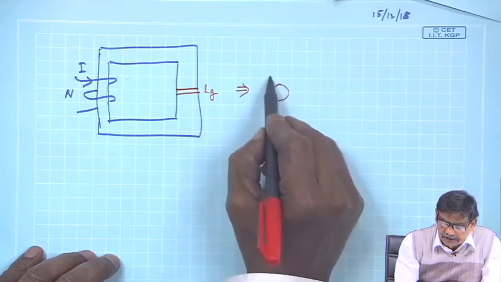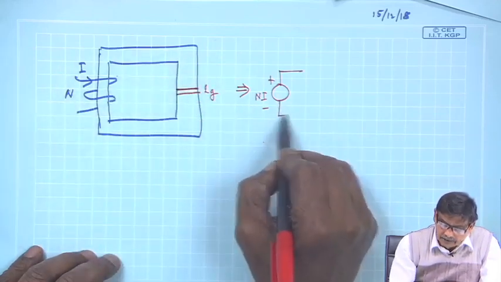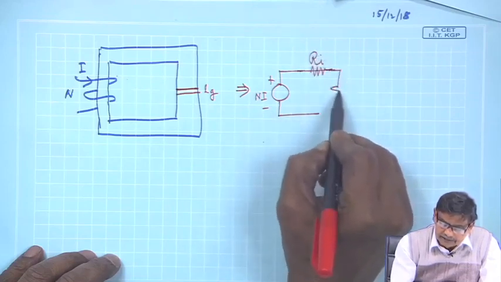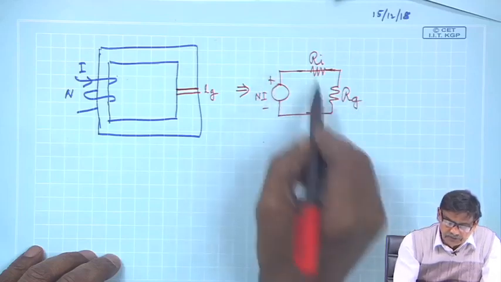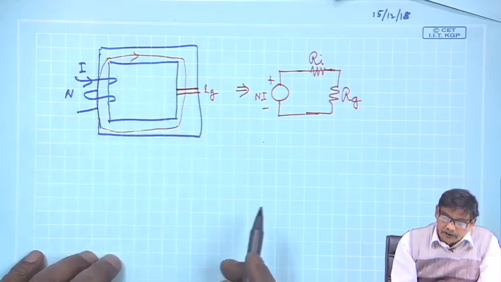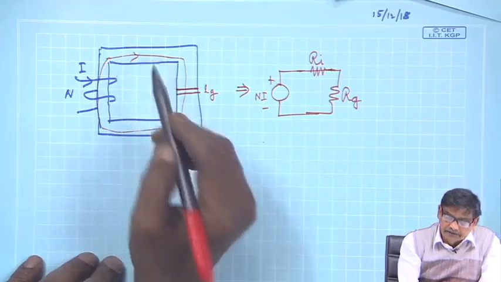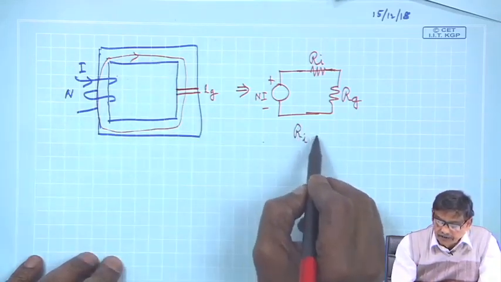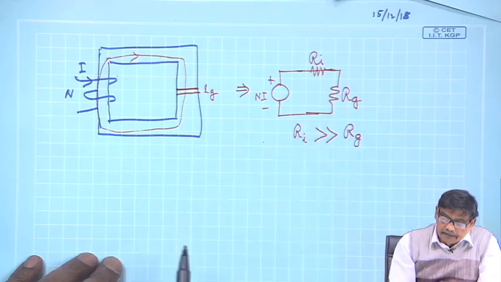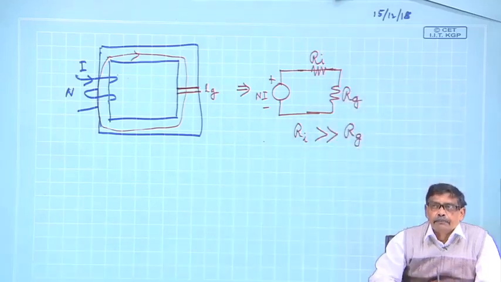So, this circuit can be written as plus minus N I. This also comes from your Ampere circuital law application, and there are two reluctances, one due to iron, another due to the gap. These two are in series because the same flux flows through both of them. Now, the implication of mu r of iron being very large means the reluctance of iron is much smaller than R g, the gap reluctance. Therefore, all the MMF will be dropped across the air gap under such a condition.